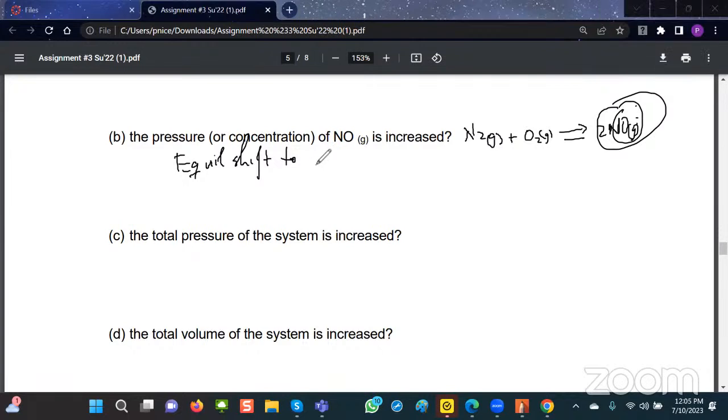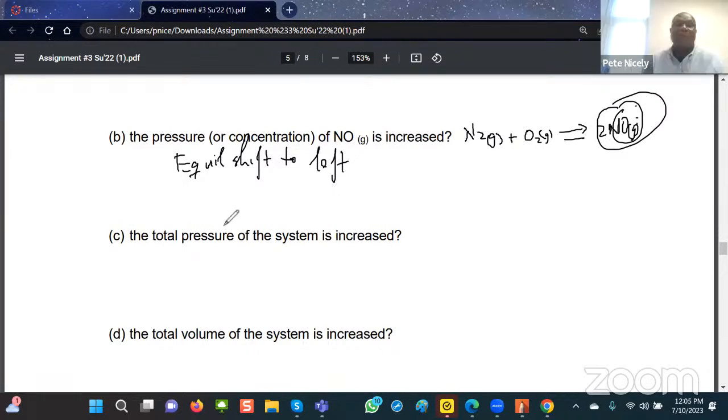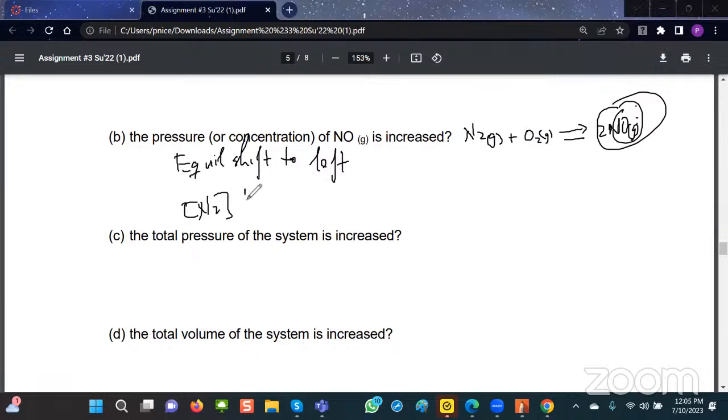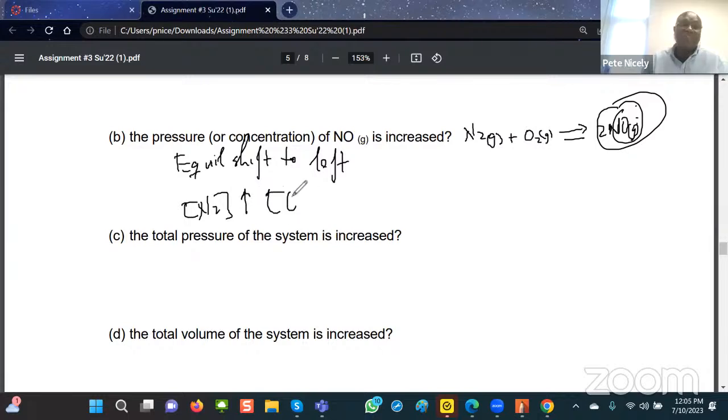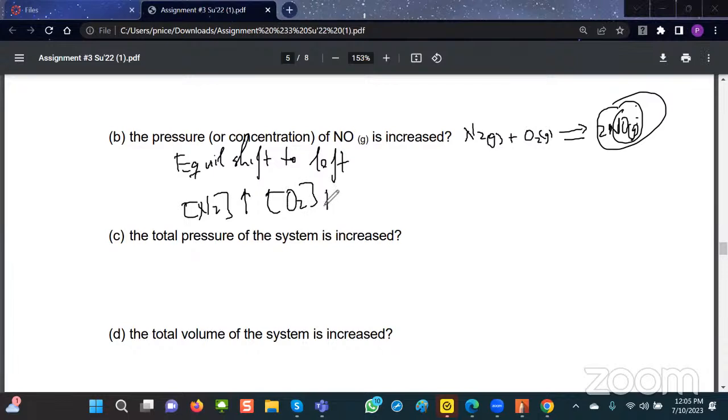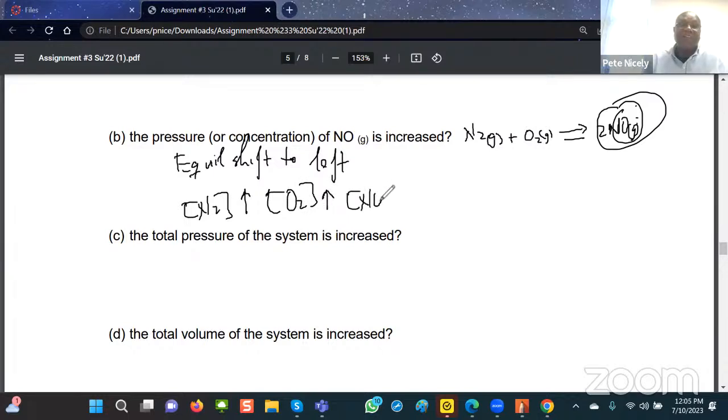To the left. Okay. And then what does that mean for the concentration of N2? Will that increase or decrease? Increases. What about the concentration of O2? Also increases. And what about the concentration of NO? Decreases. Exactly. So that's the B part.